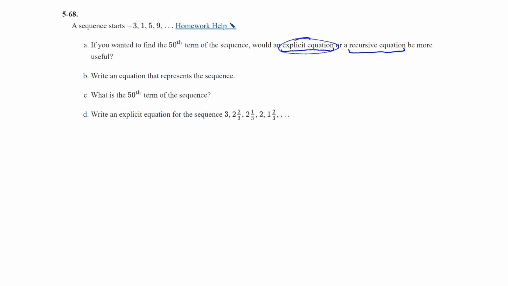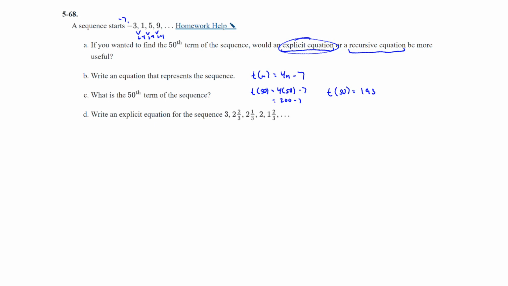So let's write an equation that represents the sequence. Let's see how it grows. Looks like we're adding 4 every time. And we'll go back to term 0, so that would be -7. So therefore we can write our sequence t of n is equal to, it's growing by 4, so that's 4n, and its term 0 is -7, so 4n minus 7. So therefore, to find the 50th term, we would say t of 50 is equal to 4 times 50 minus 7, and that would be 200 minus 7. So the 50th term would be equal to 193.